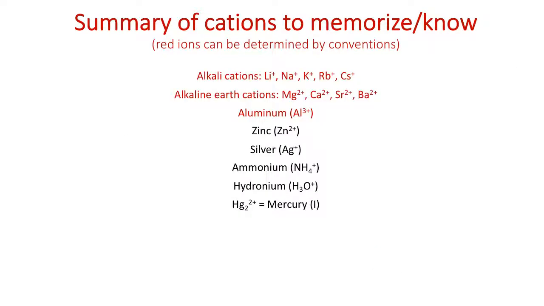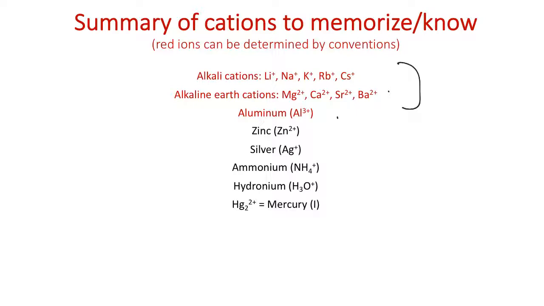So let's review the cations real quick. The atomic cations are just the metal names: lithium, sodium, potassium ion, rubidium ion, cesium. Those are our common alkalis. Alkaline earths only form plus two charged ions. You can get those charges just from the placement of those elements on the periodic table.